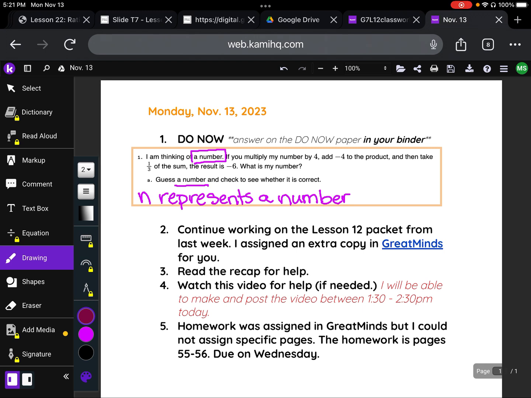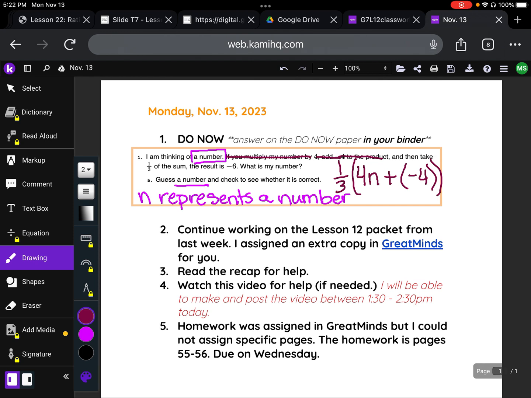So we have our number. If you multiply that number by 4, what would that look like? We're multiplying that number by 4, so I could represent that as 4n. So we took care of that. And then we add a -4, like it's saying, to the product. We add -4 to the product, took care of that. And then take a third of the sum. So that would mean I would have to multiply this entire thing, right? We would have to do that addition first, then multiply by a third.